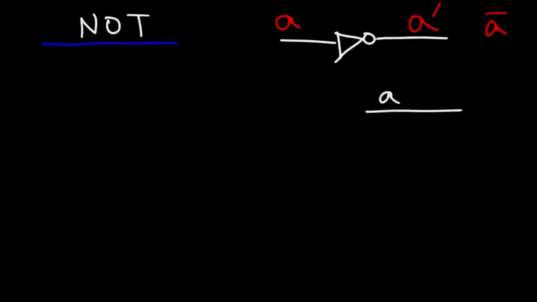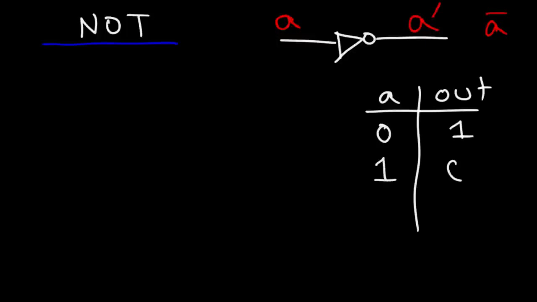Now let's write a truth table. So we're going to have the input and the output. So if we have a 0 at the input, the output will be a 1. And if we have a 1 at the input, the output will be 0. It's always going to be the opposite. So basically, if the input is in an off state, the output will be in an on state, and vice versa. Now, how can we represent this using a transistor circuit?